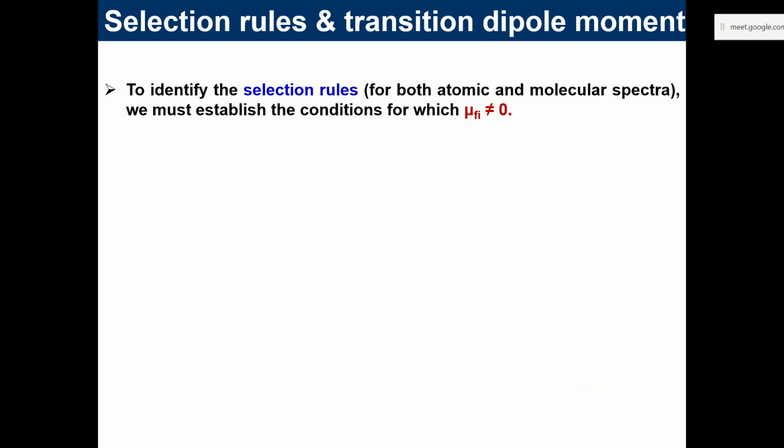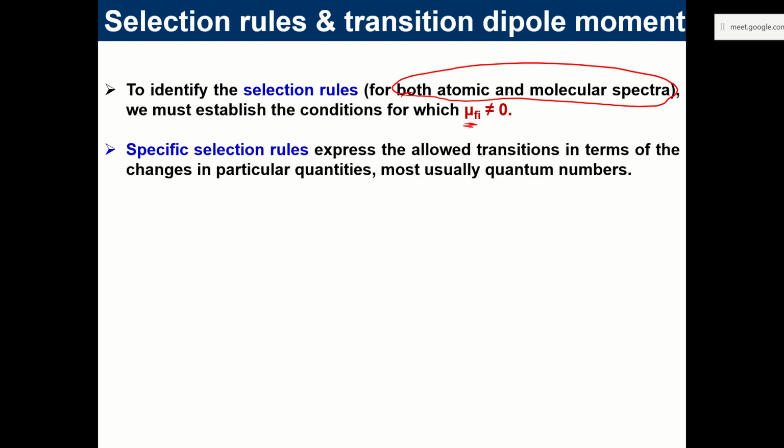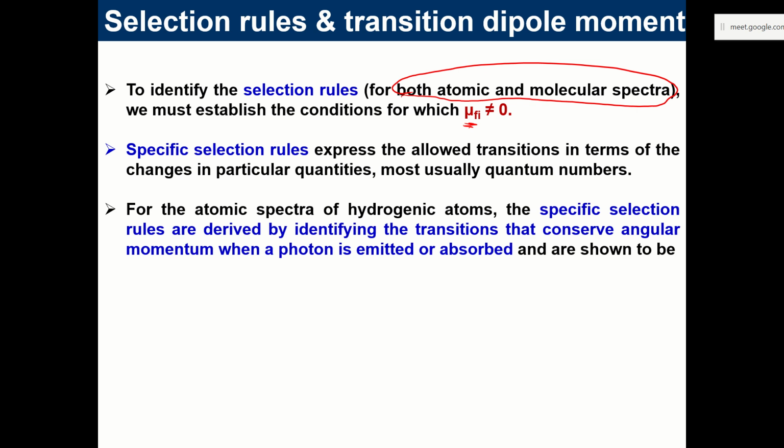So selection rules are just based on these things, that you must have a net dipole moment, this dipole moment must not be zero, that we are talking about, the transition dipole, which is applicable to both atomic as well as molecular spectra. Okay, so usually we talk about change in quantum numbers or something. So that was the first thing that we learned.